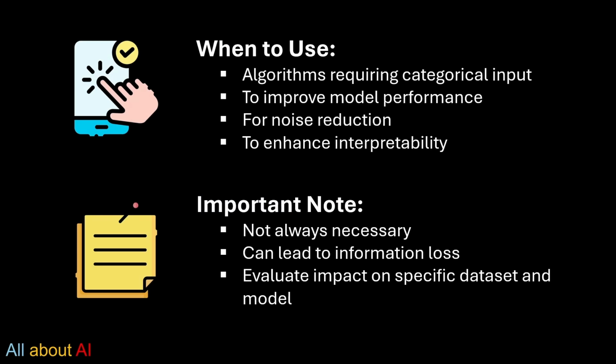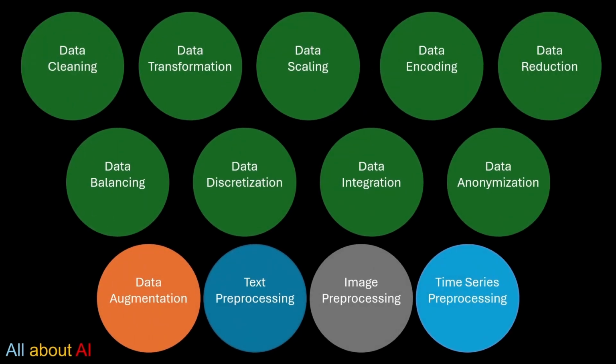If an algorithm requires categorical input, sometimes to improve model performance, to reduce noise, and also to increase interpretability, this is often used. But it's important to note, it's not always necessary. Sometimes it leads to information loss. It can have an impact on a specific dataset and model while evaluating. Next, we'll take a look at data integration.